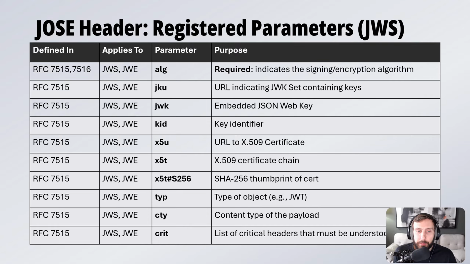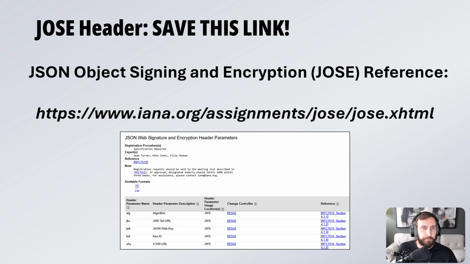JKU is interesting from a security perspective. It can indicate a JWK key set that contains keys for use in relation to that token. You can also embed those with JWK. KID is a key identifier. You'll see some of these other ones from time to time. In a lot of implementations, usually you'll just see the algorithm and the type, typ. And oftentimes that type will be JWT, but not always is that the case in security testing. There are other variations that you will encounter from time to time.